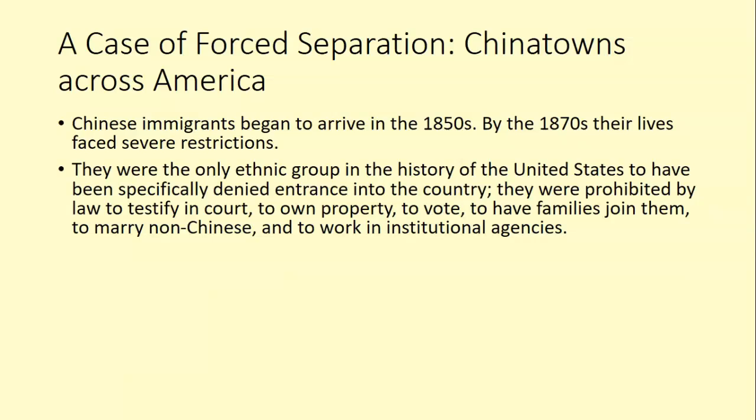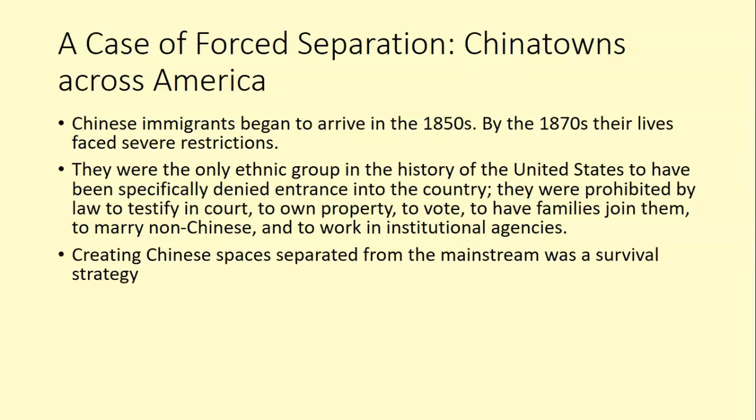And then they had no civil rights here. So, as you can see here, they were prohibited by law to testify in court, to own property, to vote, to have their families join them, to marry non Chinese people, to work at particular jobs, to live in particular areas. They were quite constrained and restricted in terms of their liberties. The only way that Chinese immigrants could survive well was to separate from the mainstream.